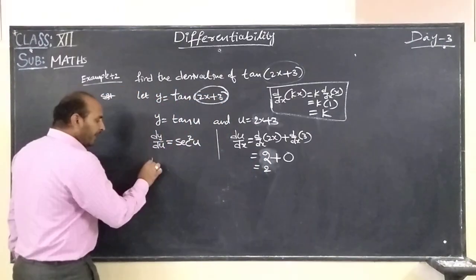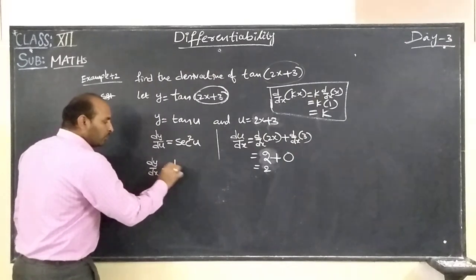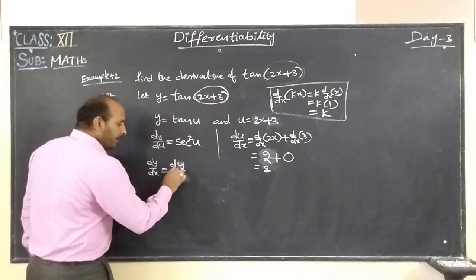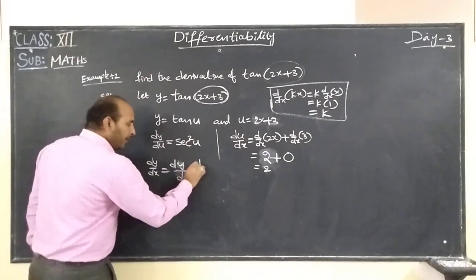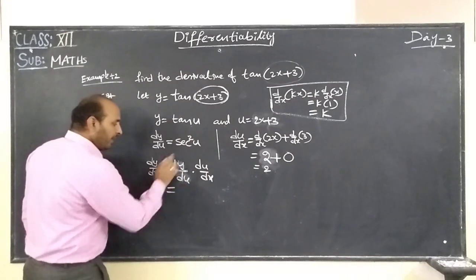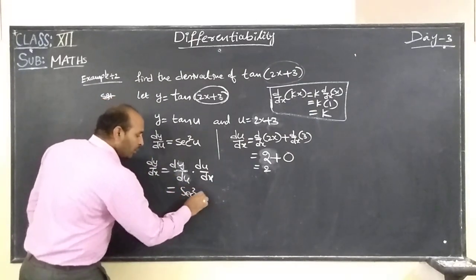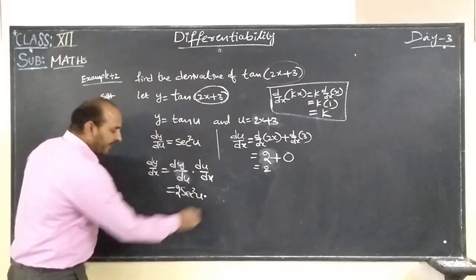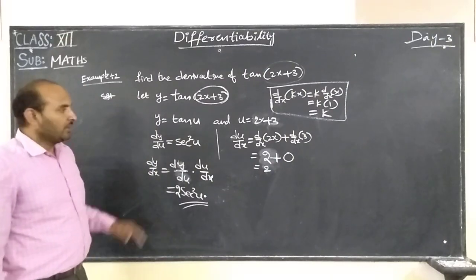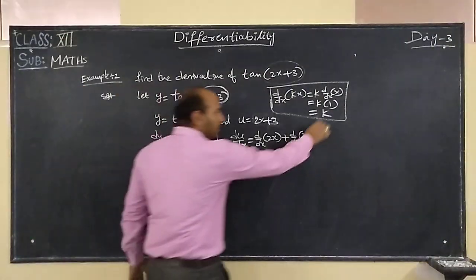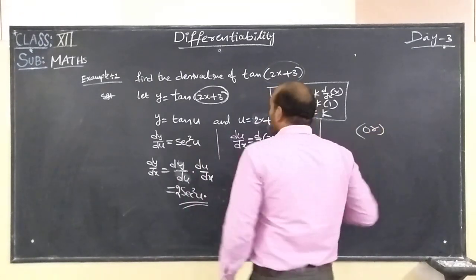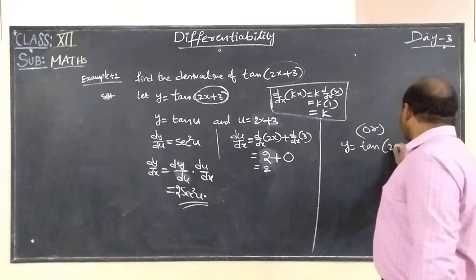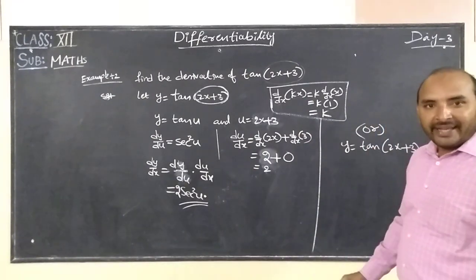So now according to the chain rule, dy by dx is equal to dy by du into du by dx, which is equal to secant square u into 2, that is 2 into secant square u. This is dy by dx. The alternate solution, you can write the direct answer. So y is equal to tan of 2x plus 3, and you will get the dy by dx value.